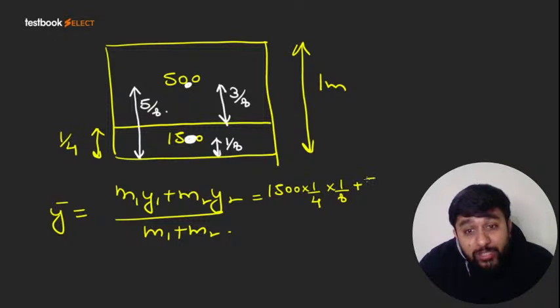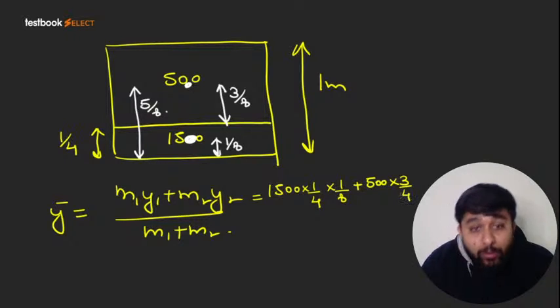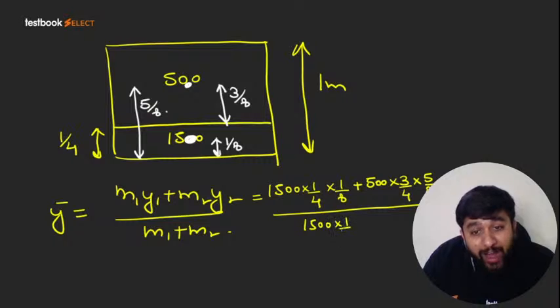Upper portion, what is the density? 500. What is the volume? 3/4 meter cube. We calculated it earlier. And what is y2? It is 5/8 from the base divided by 1500 into 1/4 plus 500 into 3/4. That is the total mass.